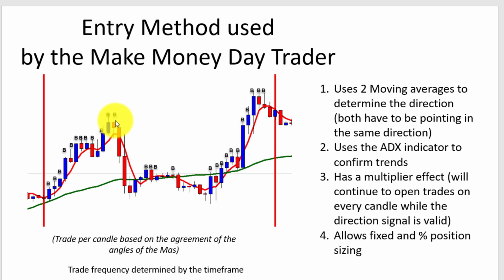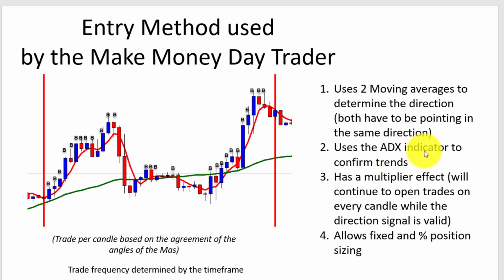Now here we see the trend changing, and the moving average is starting to point down. Because this one's pointing down and that one's pointing up, no trading happens at all, even up until there. And only when they both start pointing in the same direction does trading commence again. When they're not pointing in the same direction, no trading, and when they are, trading happens. So that is the way the Make Money day trader works.